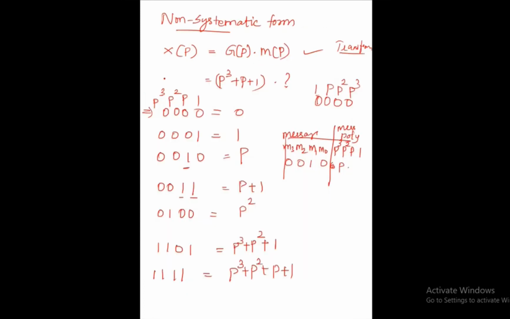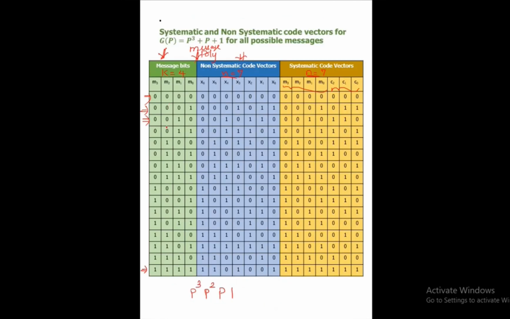Now, can anyone say what the polynomial is for 0, 1, 1, 0? P square plus P. Good. So it is very easy. First step, you have to write the polynomial for all your message sequences. Then substitute in your formula. So you have to find the code word for every message sequence. Let us solve at least 3 to 4 cases.